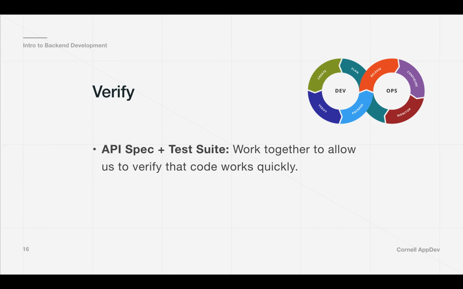The step after is verification. How do you verify that the code you wrote in the previous step actually works? Something like the API spec helps here, and combining that with the test suite allows this process to happen as quickly as possible, right?